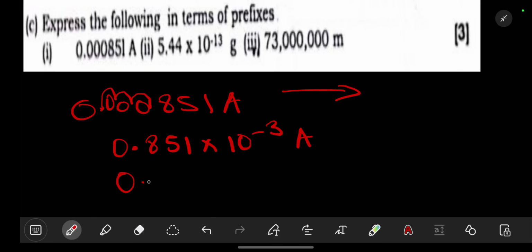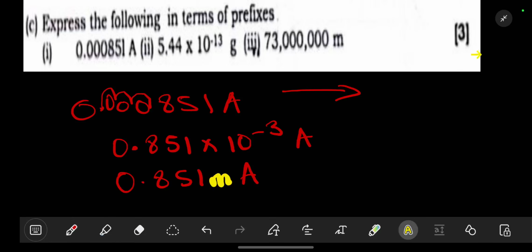So we are going to write 0.851 milli, with a small m, like that. Remember, this is very, very important in terms of the letter. If you write a bigger letter, that carries a different meaning, and therefore it would be wrong.